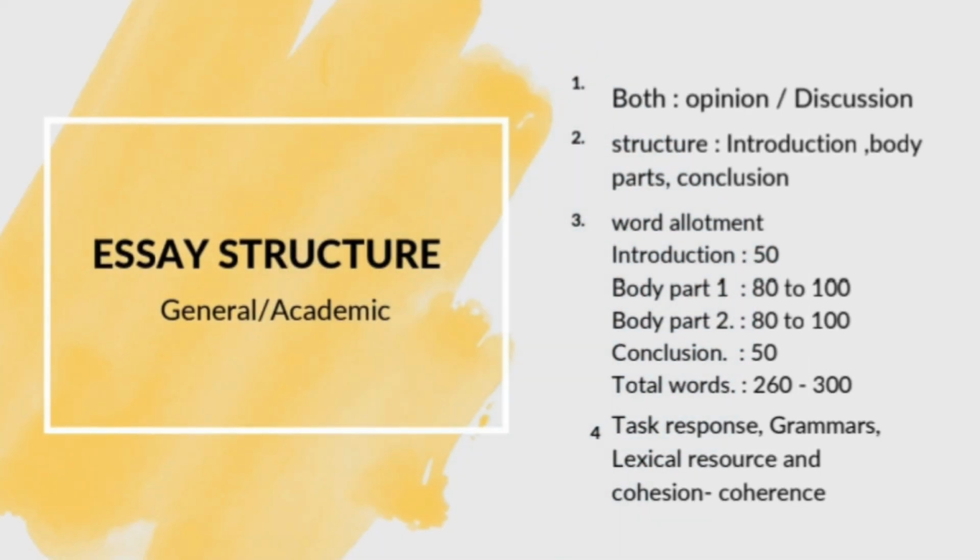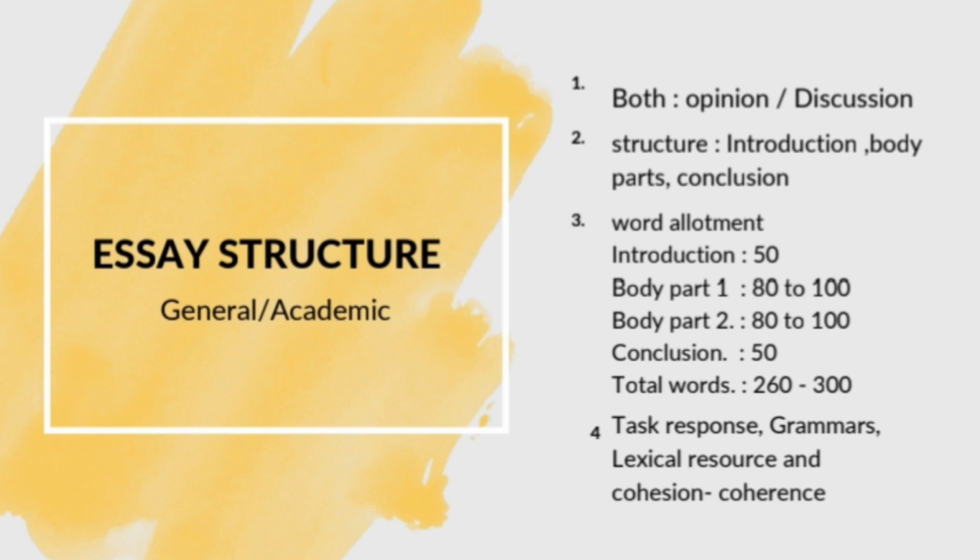Let's quickly start with the common essay structure for both General and Academic categories. As we know by now, essays are categorized into two forms, that is opinion and discussion mainly. Whatever be the type of essay, it always starts with an introduction, ends with a conclusion, and the central part is generally allotted for the paragraphs in the form of body parts as per the need of the essay.